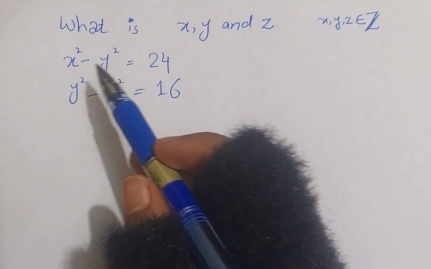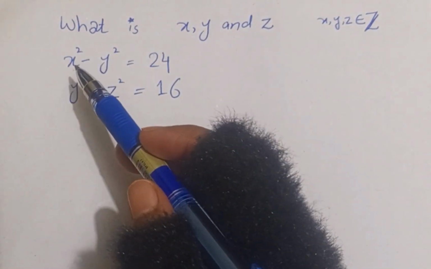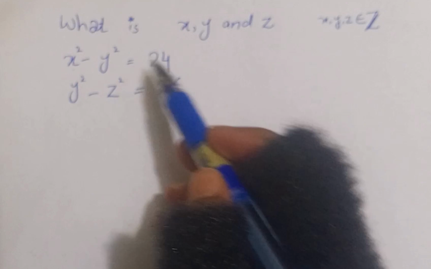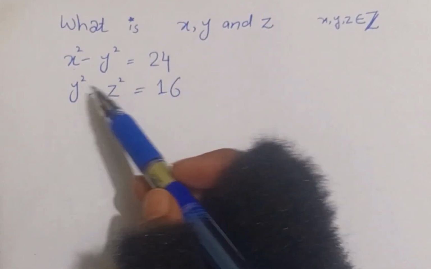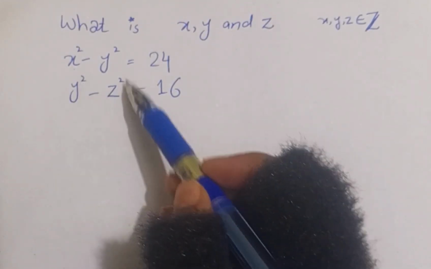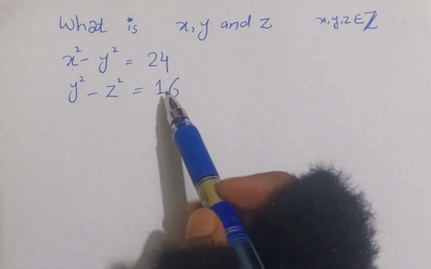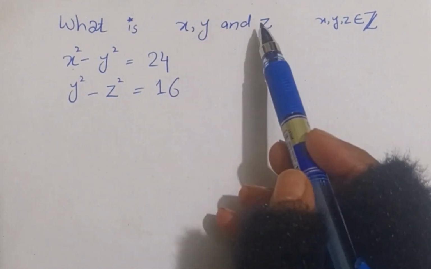Hello, good day everyone. Let's try to solve this question. The question is x square minus y square is equal to 24, and the second equation is y square minus z square is equal to 16. We find the value of x, y, and z.